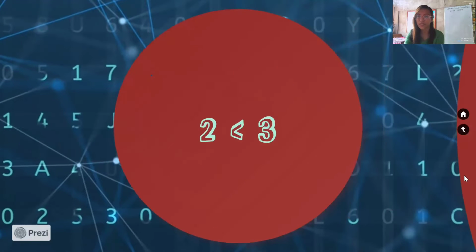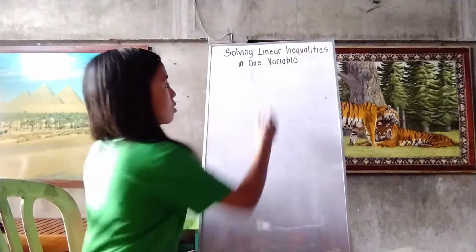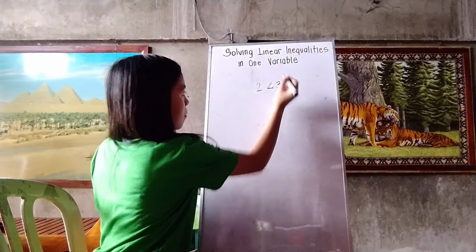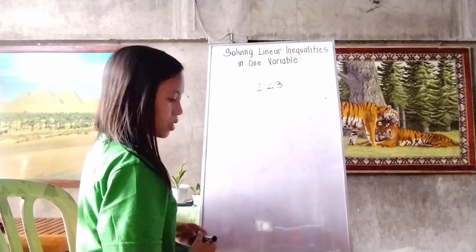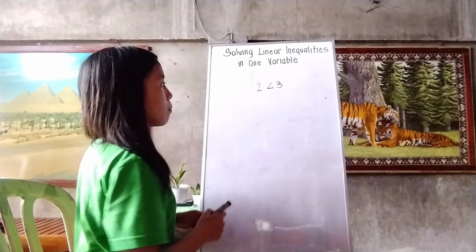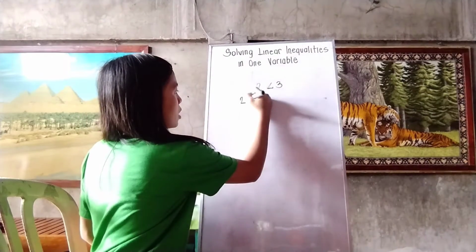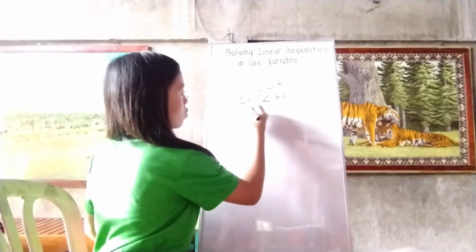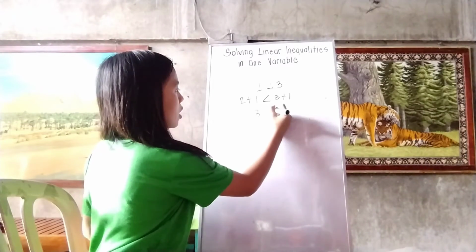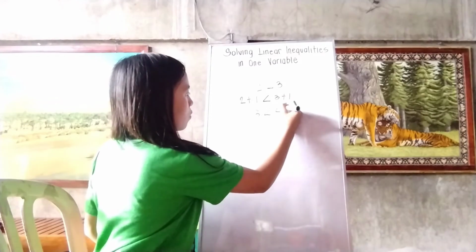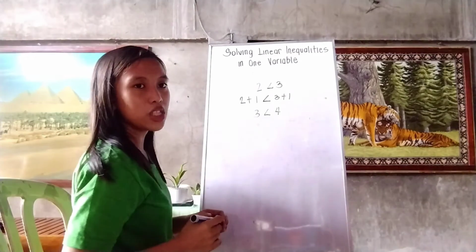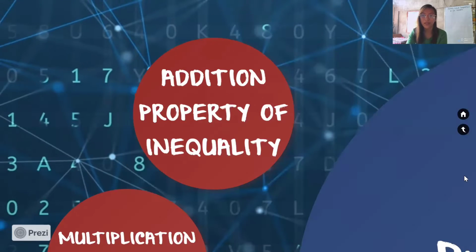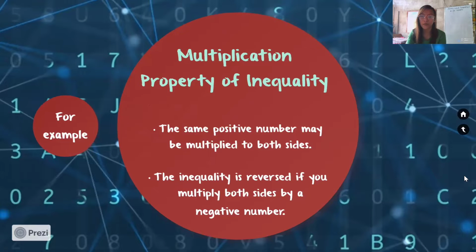For example, 2 is less than 3. Let's add 1 to both sides. 2 plus 1 is less than 3 plus 1. 2 plus 1 is equal to 3, and 3 plus 1 is equal to 4. This is an example of the addition property of inequality. That's it.